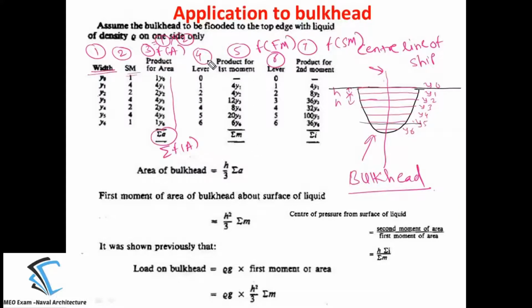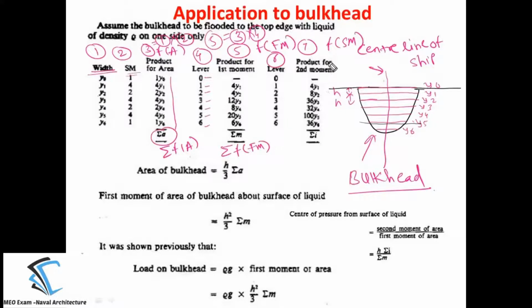Then the lever: for taking the lever I am taking the top edge as a reference. So from there the lever will be 0, 1, 2, 3, 4, 5, 6. There is no half spacing, so it will be continuous numbers from 0 to 6. Then function of first moment, how to calculate that? Column number 5 is column number 3 multiplied by column number 4. Then you can get the summation of function of first moment.